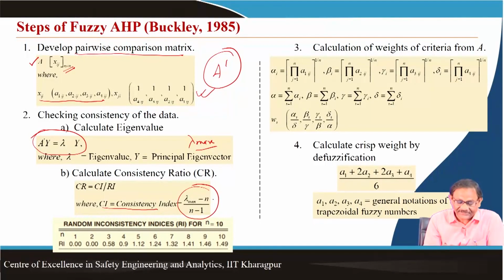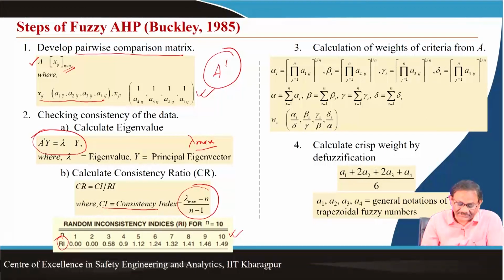Once the consistency ratio is found, this particular information will be used to understand the RI. Okay, so what you basically are required to do is compute RI. What is RI? Basically, it is the random inconsistency index.